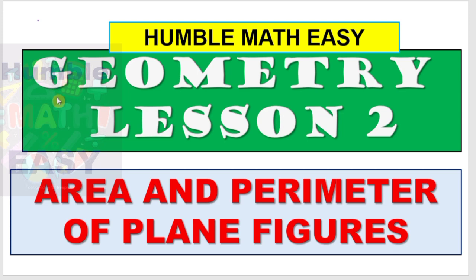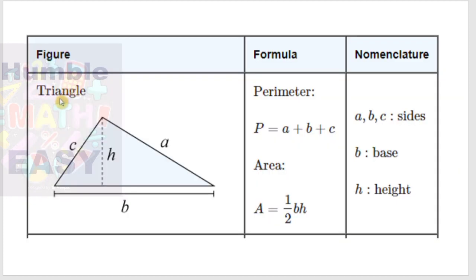So let's now have our geometry lesson 2. Consider this figure that we have, and that is a triangle. A triangle is composed of three sides, namely A, B, and C, with the height represented by each. To get the perimeter, we are going to take the sum of all sides. So we have A plus B plus C.